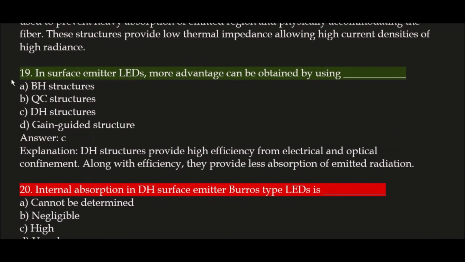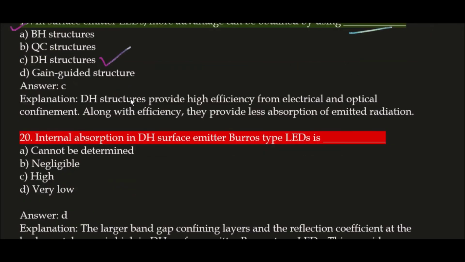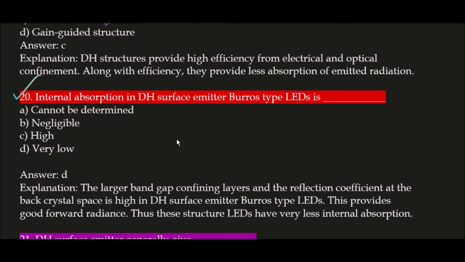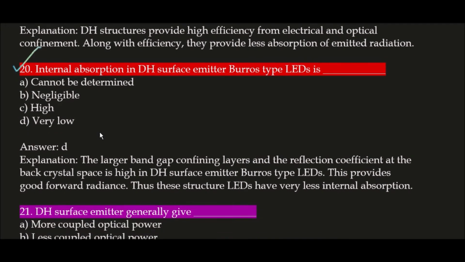Next question. In surface emitter LEDs, more advantage can be obtained by using blank space. Correct answer here is option C, DH structures. DH structures provide high efficiency from electrical and optical confinement, because along with efficiency they provide less absorption of emitted radiation. Okay.